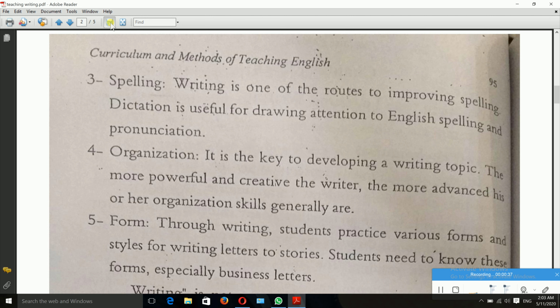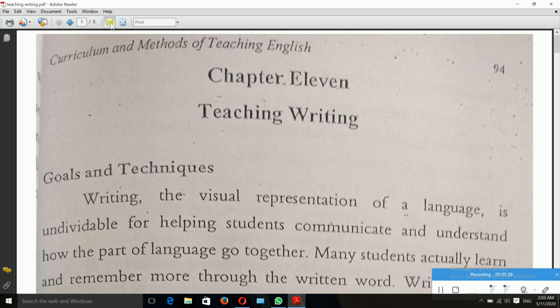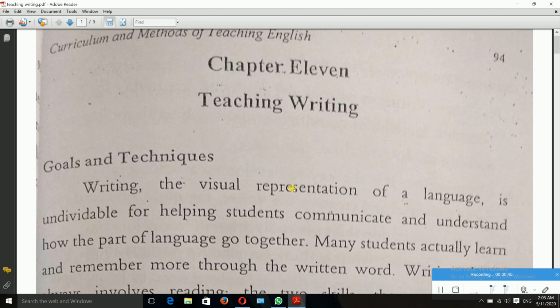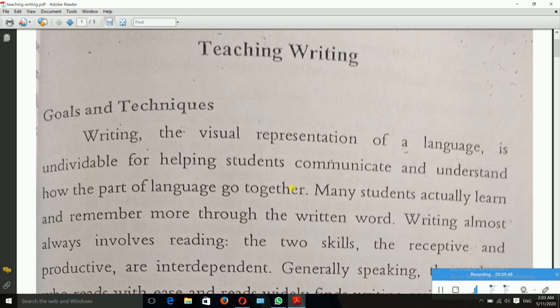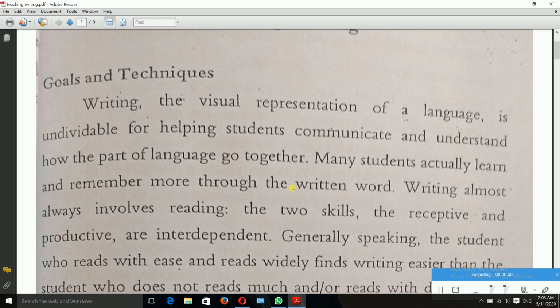أعزائي الطلبة، Chapter 11 Goals and Techniques. Writing is the visual representation of a language. طبعا هو تمثيل المرئي للغة. نعم، المرئي باعتبار أن الأفكار ستصبح واضحة ومرئية عن طريق الكتابة. It is indispensable for helping students communicate and understand how the parts of language go together.